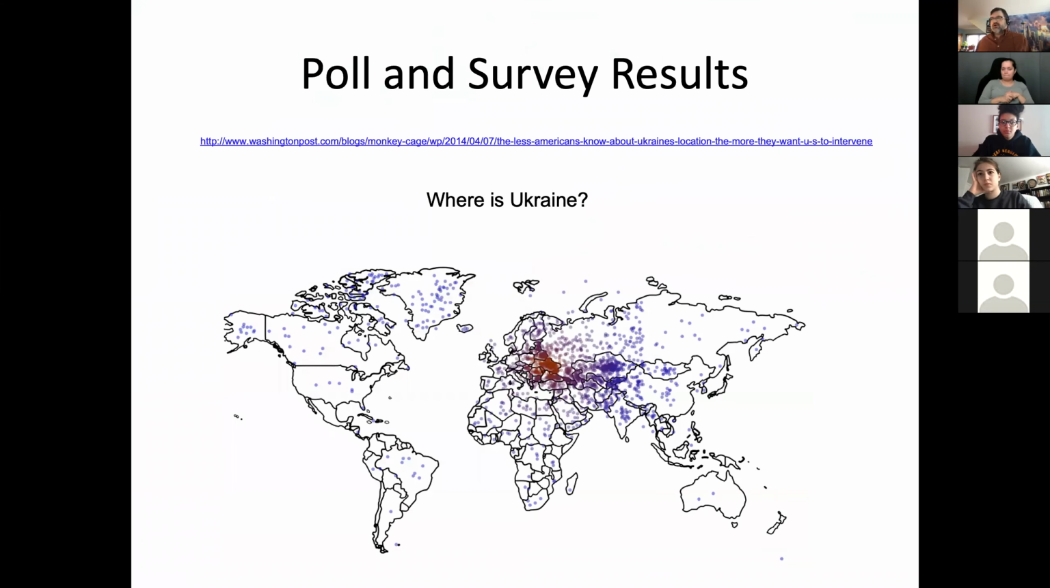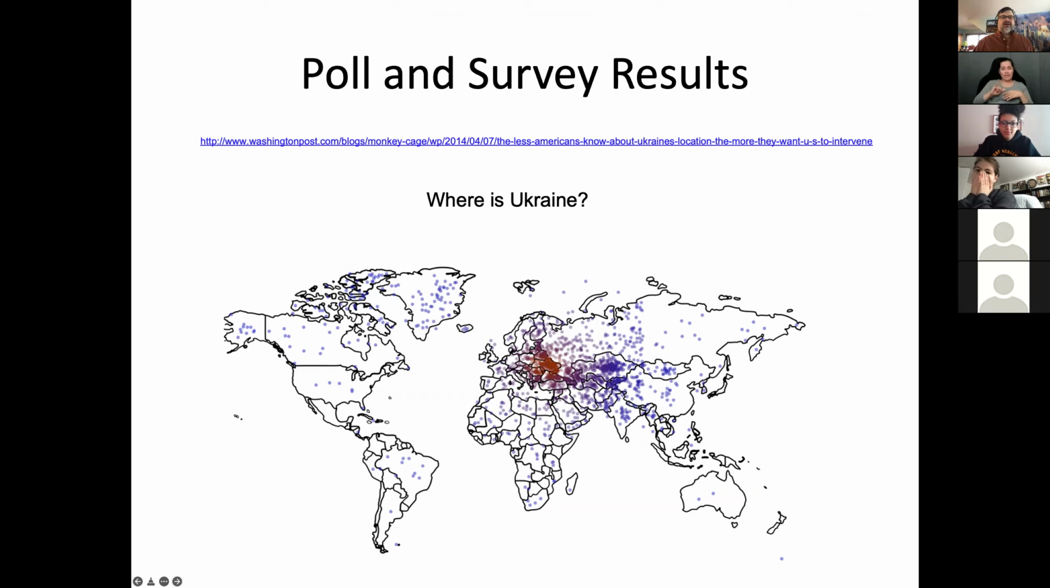A few years ago, 2014, there was a survey taken by the Washington Post, and they asked people, where is Ukraine? They gave them this map and asked them to point to, where is Ukraine? All those dots are the answers they gave. As you can see, lots of people had no idea at all, where is Ukraine? And some of these are incredible.